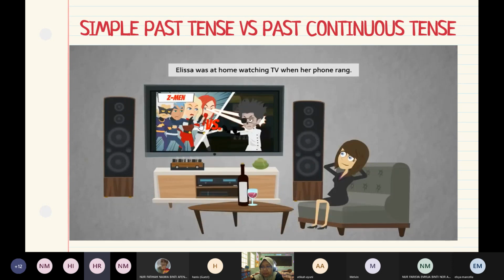Yes, it did. Did she continue watching TV after the phone call? Usually we assume she continued watching TV, but it can also be true that she stopped watching TV after the phone call. It all depends on the situation.